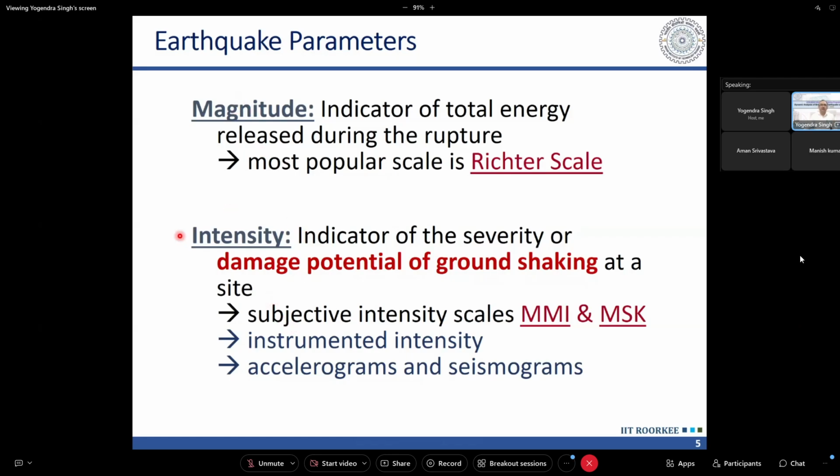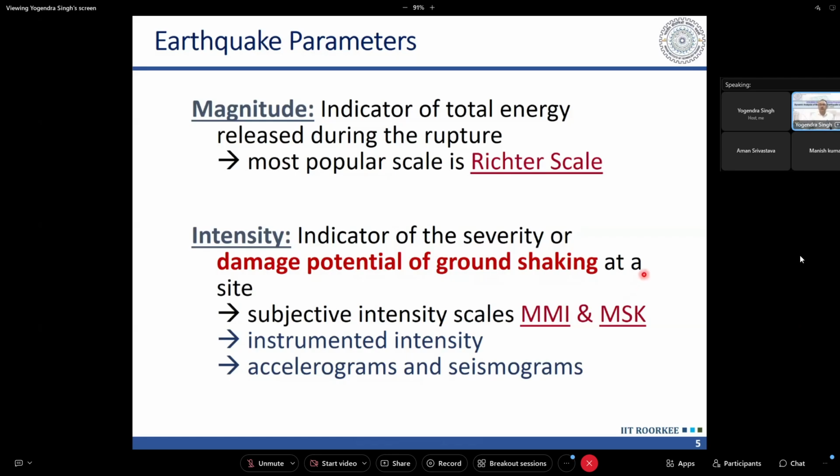So intensity is of importance to us. What is intensity indicating? Intensity is indicating the severity of ground shaking at any site. So it is like the light intensity available at a site which is required to read a book. If I go away from the bulb, whatever the wattage of that bulb, I'm not going to get sufficient intensity. Similarly, if we are far away from even a large magnitude earthquake, then the shaking level will be very low.